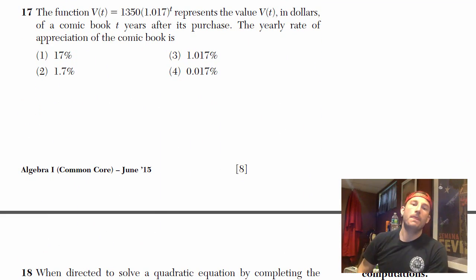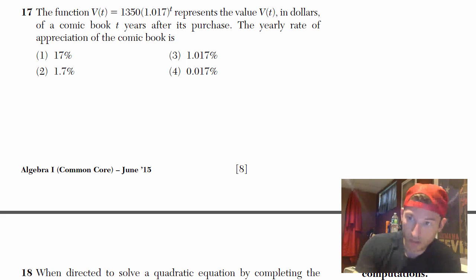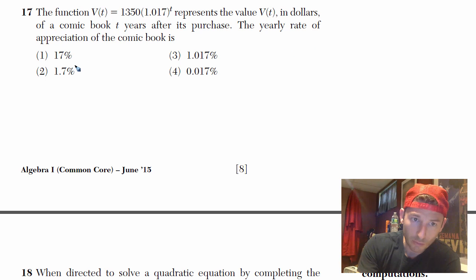Number 17. The function v of t is 1350 times 1.017 to the t, represents the value v of t in dollars of a comic book t years after its purchase. The yearly rate of appreciation of the comic book is, well, right off the bat I can tell you the answer is 1.7. Now how did I do that so fast?